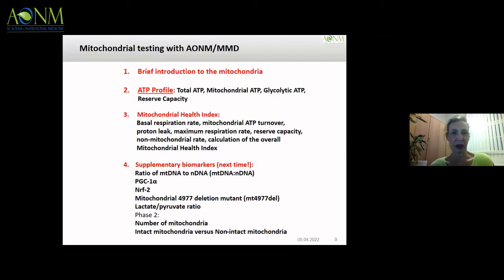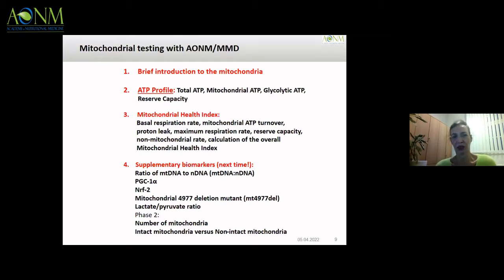The second is the mitochondrial health index, and it's composed, we will talk about it, of the basal respiration rate, mitochondrial ATP turnover, proton leak, maximum respiration rate, reserve capacity, non-mitochondrial rate, also oxygen rate, and calculation of the overall mitochondrial health index. And about the supplementary biomarkers, we will talk at another date, because it is a little bit more complicated.